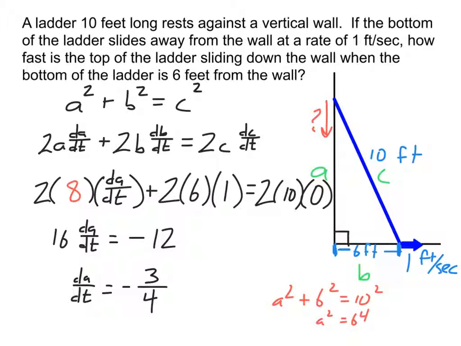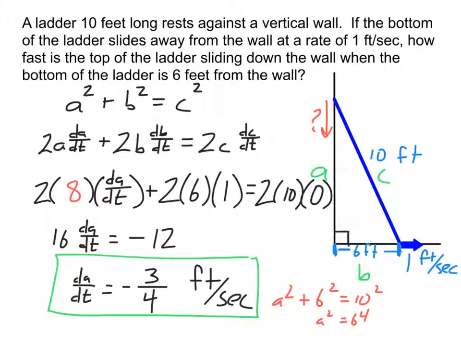We do all that work. We end up finding that dA over dt equals negative 3/4. Or in other words, think about what this means again. That means that our value up here, the top of the ladder, is going down by 3/4 what? Feet per second. Remember the units when we're actually talking about something real here. And so that then is our final answer. That's what we're looking for here. That the top of the ladder is going down by 3/4 of a foot every second. At that moment at least.